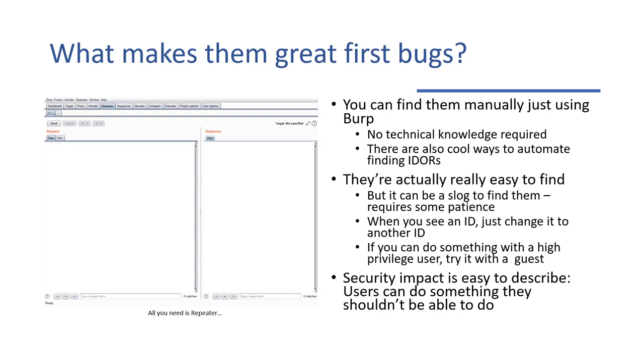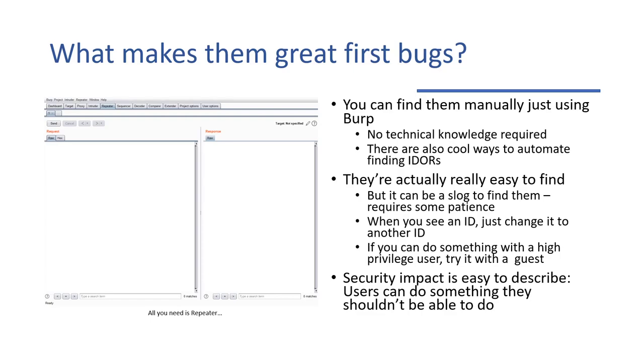And then the other one, that's the simple one. The second one is, if you can do something with a high privileged user, like edit a post, try it with a guest user, also try and edit a post. Like, these are the two ways you find them. That's it. That's all you need. And security impact is really easy to describe.